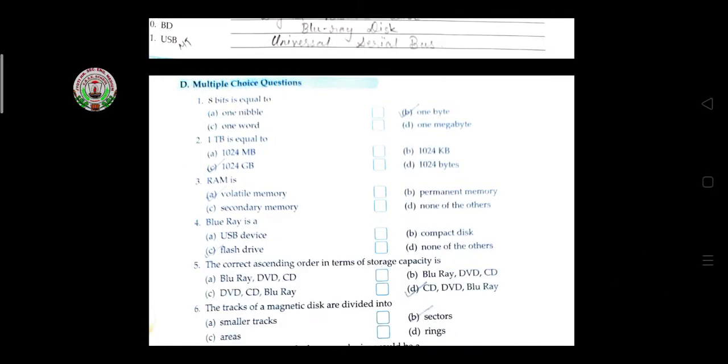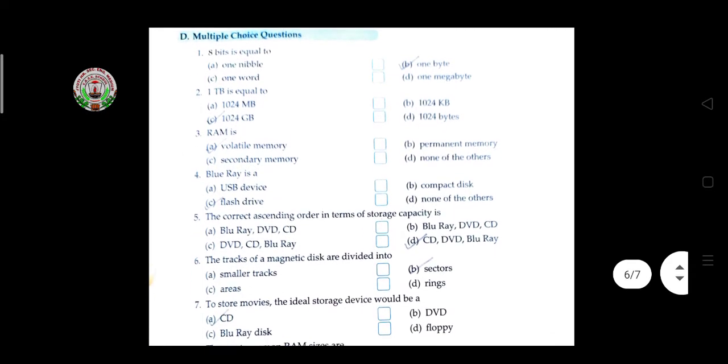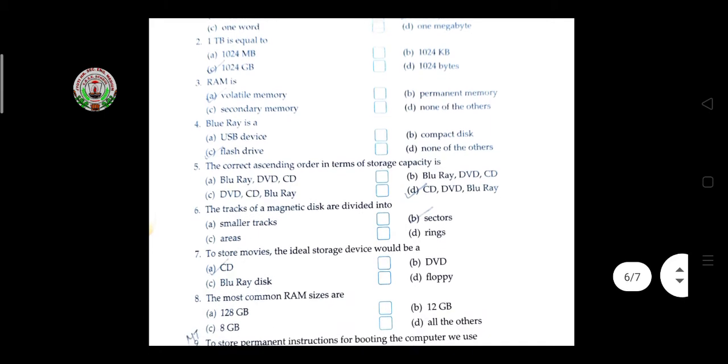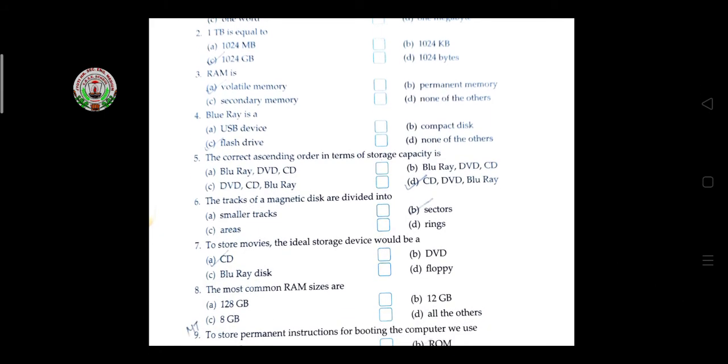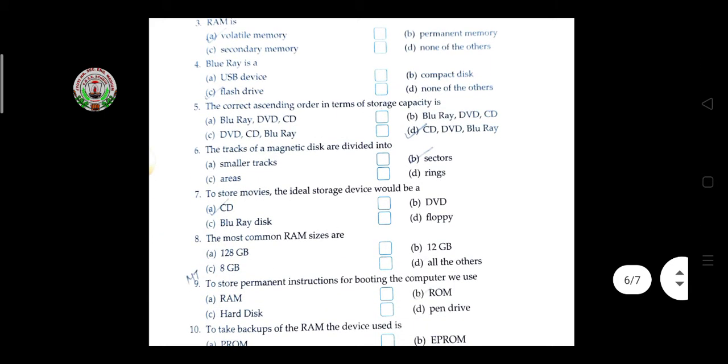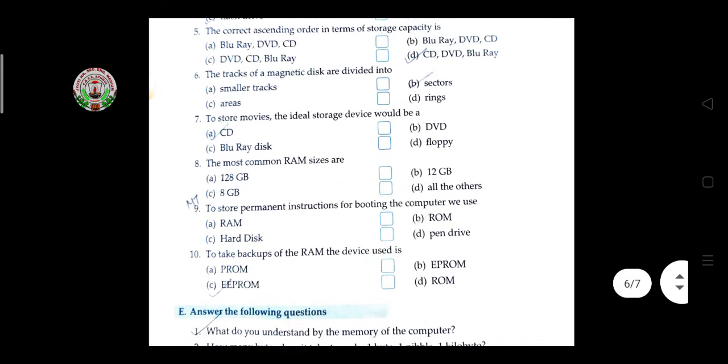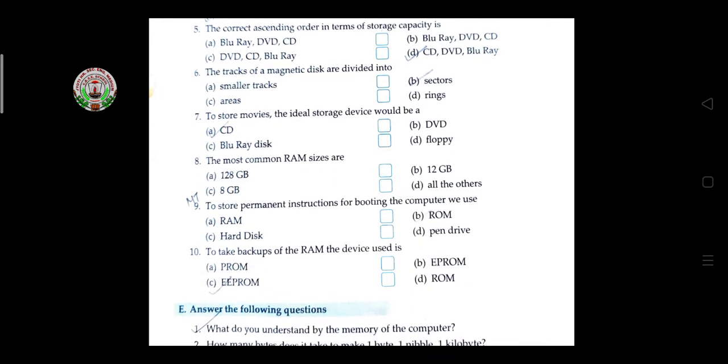8 bits is equal to 1 byte. 1 TB is equal to 1024 GB. RAM is a volatile memory. Blu-ray is a flash drive, false. The correct ascending order in terms of storage capacity is CD, DVD, then Blu-ray. The tracks of a magnetic disc are divided into sectors. To store movies, the ideal storage device would be a DVD.